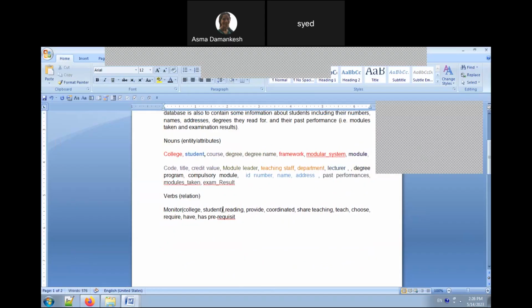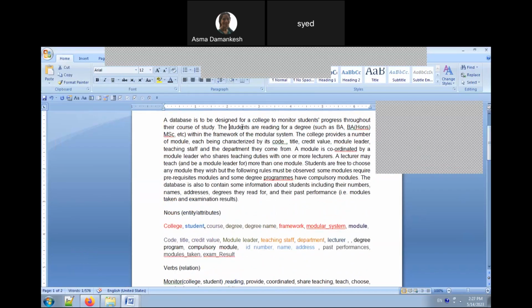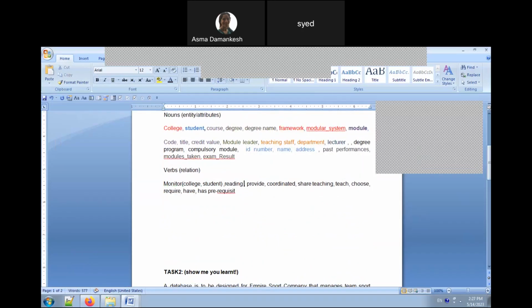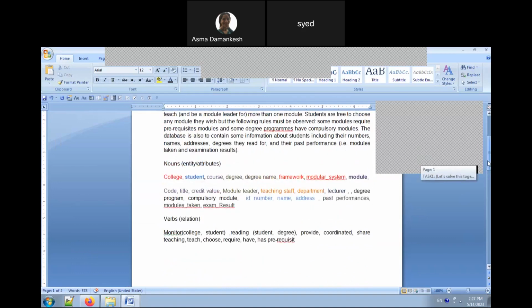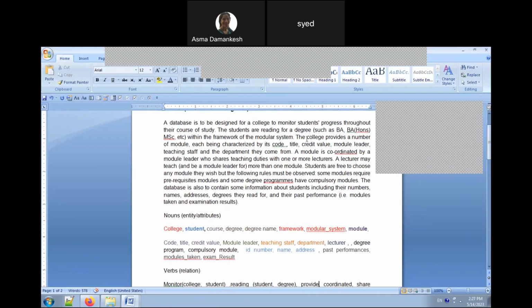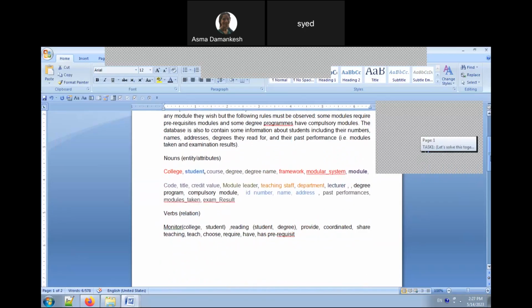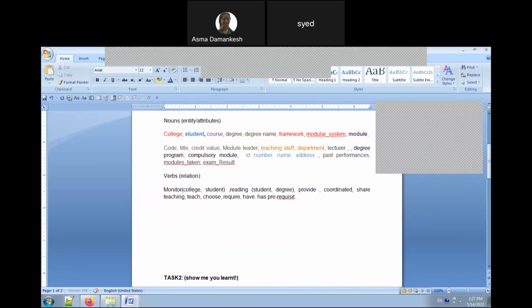Okay, this is how I would go ahead with the verbs. Reading. What the reading comes from. Let's say a student are reading into a degree. So reading has which two elements? It has a student and a degree. Provide. What is provided? A college provide number of modules. Provide is between college and module.